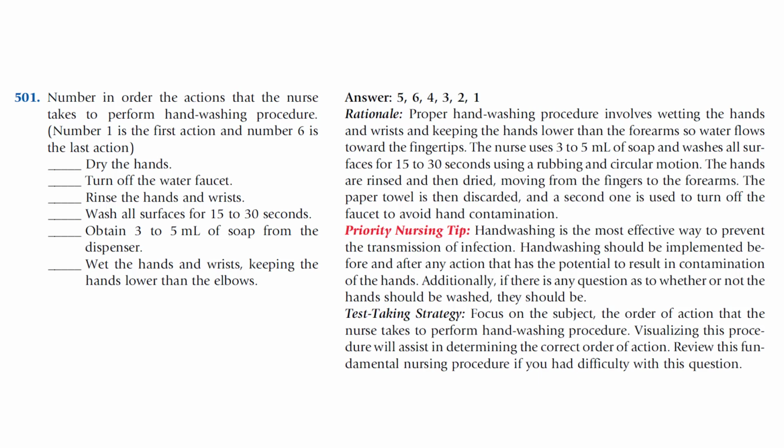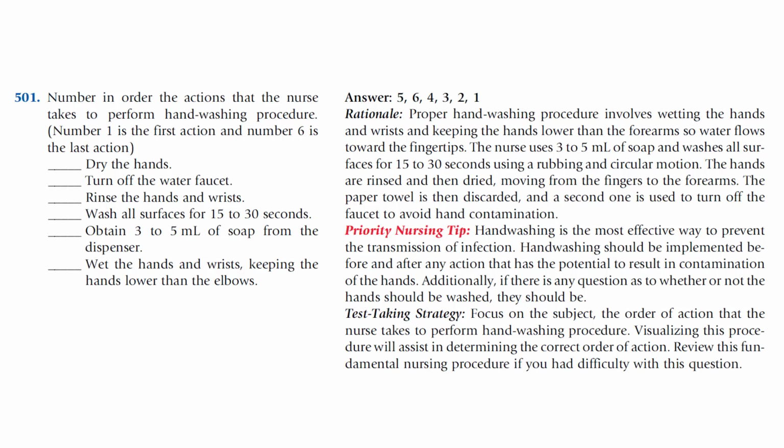1. Dry the hands. 2. Turn off the water faucet. 3. Rinse the hands and wrists. 4. Wash all surfaces for 15 to 30 seconds. 5. Obtain 3 to 5 milliliters of soap from the dispenser. 6. Wet the hands and wrists, keeping the hands lower than the elbows.